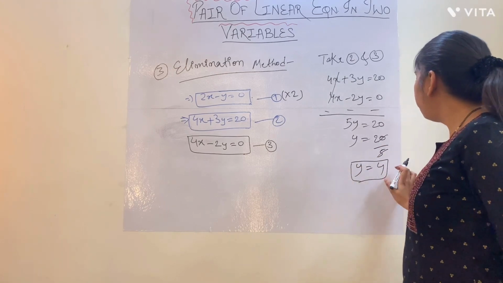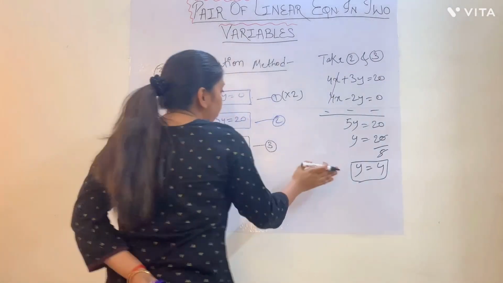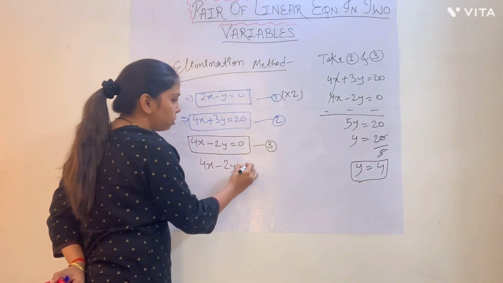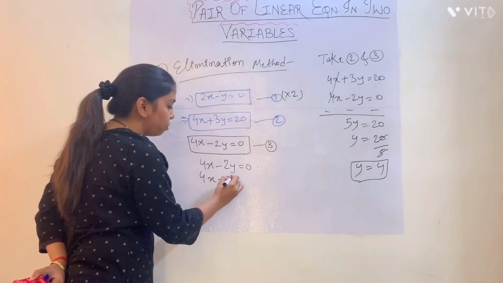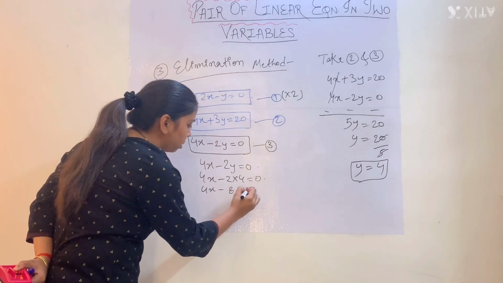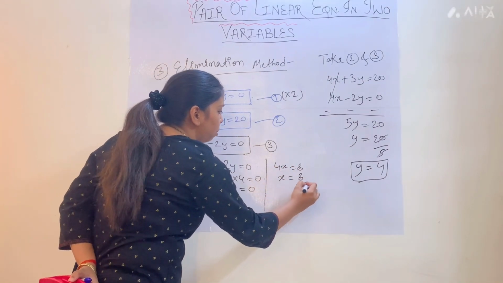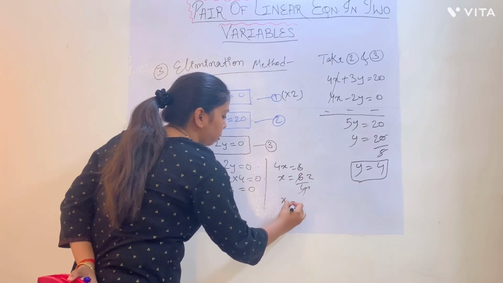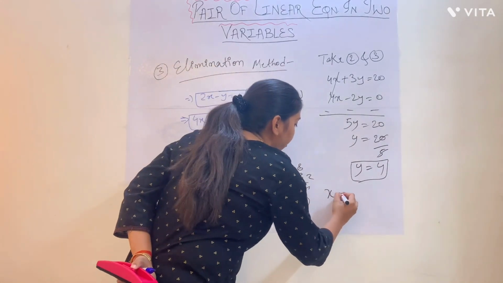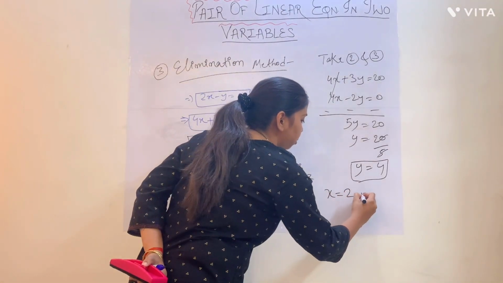We will put this value of y in equation second or in equation third. We will put the value of y in equation third. So the equation is 4x minus 2 into 4 is equal to 0. 4x minus 8 is equal to 0. 4x is equal to 8 and x is equal to 8 by 4. So x is 2. This is also the same value that we got in the substitution method and in the graphical method. x is equal to 2 and y is equal to 4.